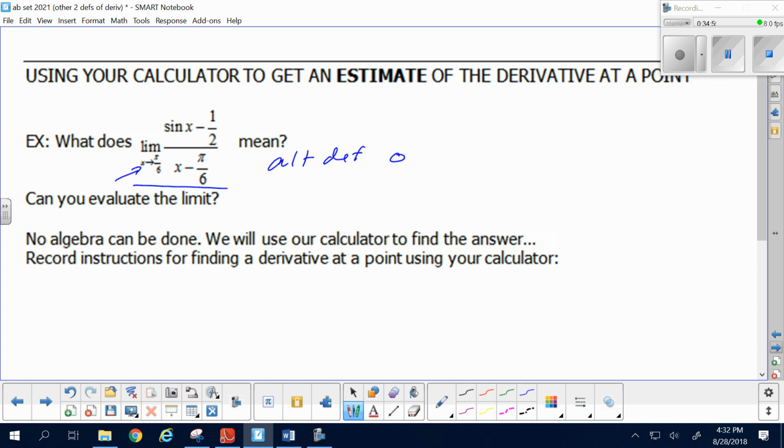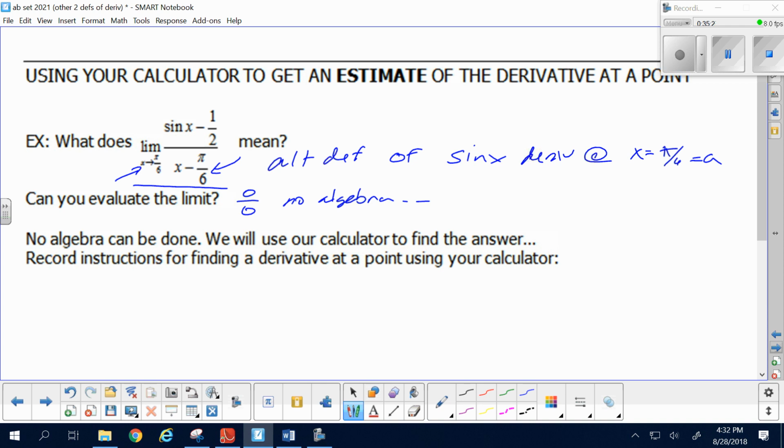of the derivative, and the function is sine. So this is the alternate definition of sine's derivative. And at the point x equal, well, this is x minus a, so it must be at a equal pi over 6. You could say x equals pi over 6. Now the limit is hard to evaluate because it's 0 over 0, and there's no algebra to be done. So that's hard. We learned that if that's the case, you can use your calculator.